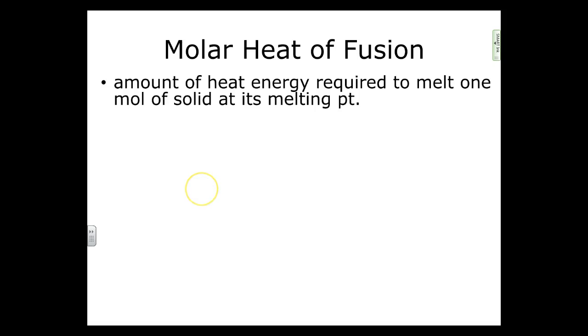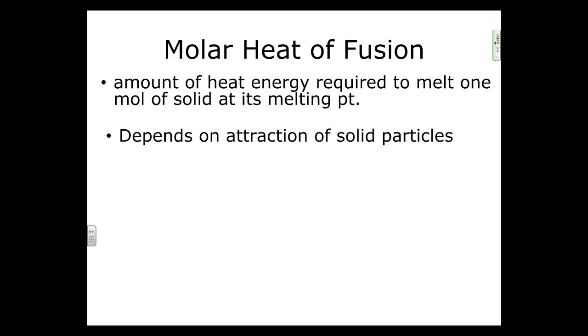Now, molar just means per mole. So the amount of heat energy required to melt 1 mole of solid at its melting point. So again, this only really works when we're already at the melting point. It depends on the solid attraction of particles, because for something to melt, we have to break some of the attractive forces, not all of them. We break the rest of them when we get to the boiling point, but we do have to break some. So the particles can go from vibrating only to being able to move over and around one another. So the stronger the attractive forces, then the higher the heat of fusion is going to be.